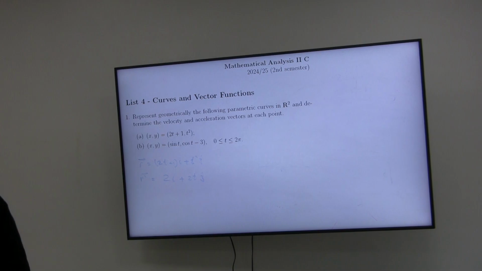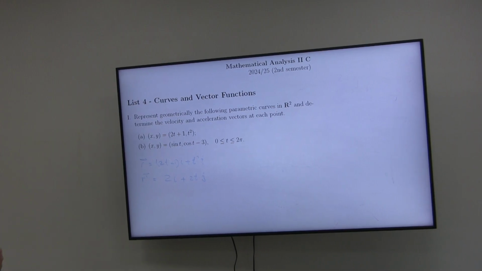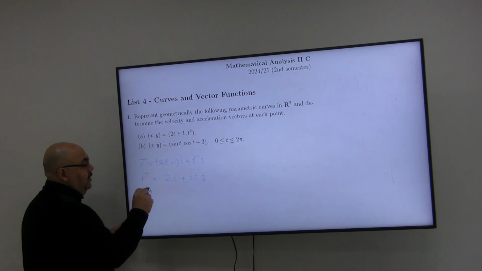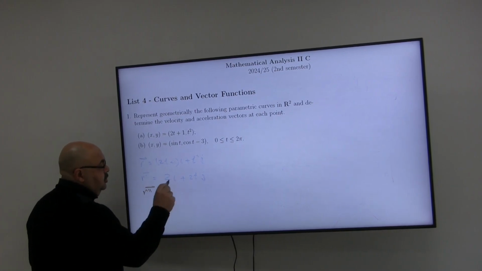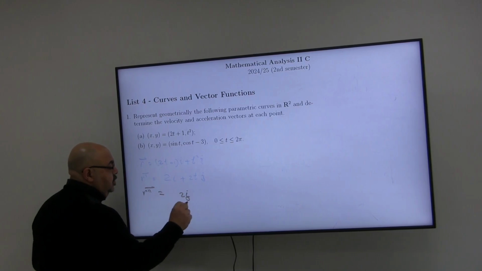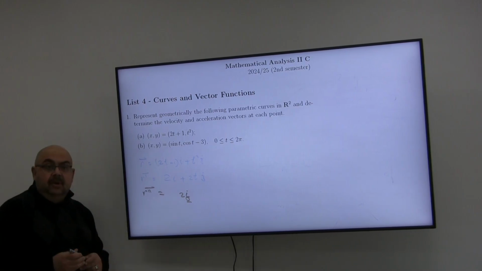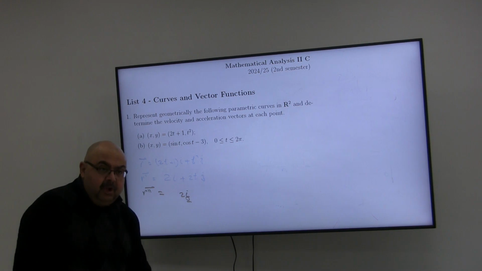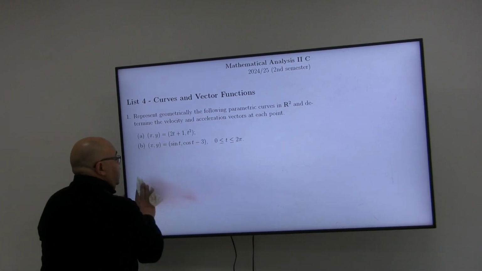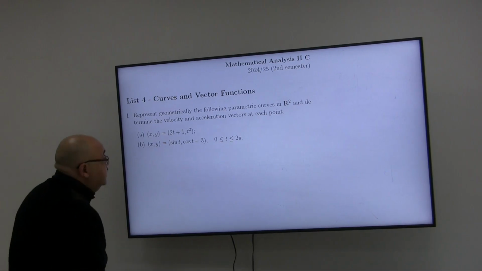It will be the second derivative of this value. So if I want to get r double dash, it's really very simple. This component will be 0, and you will have 2 in the direction of j, as you can see. So that's the derivative of the vector valued function. I'm differentiating each of the components.